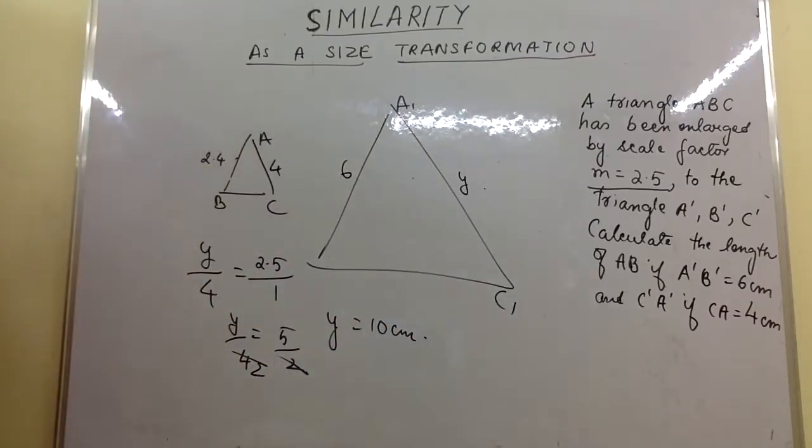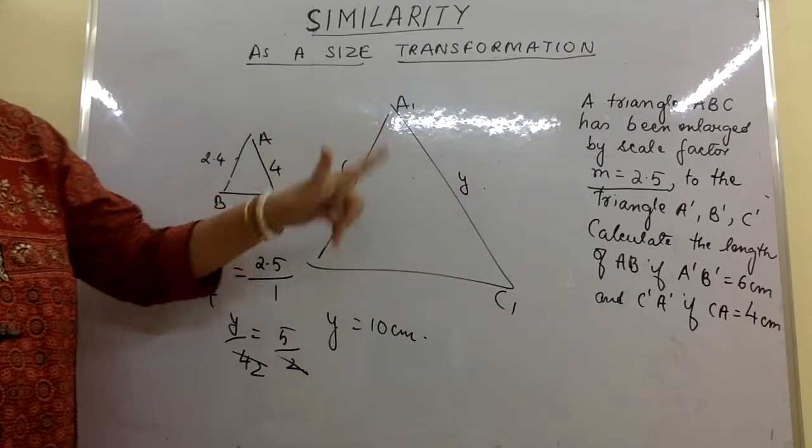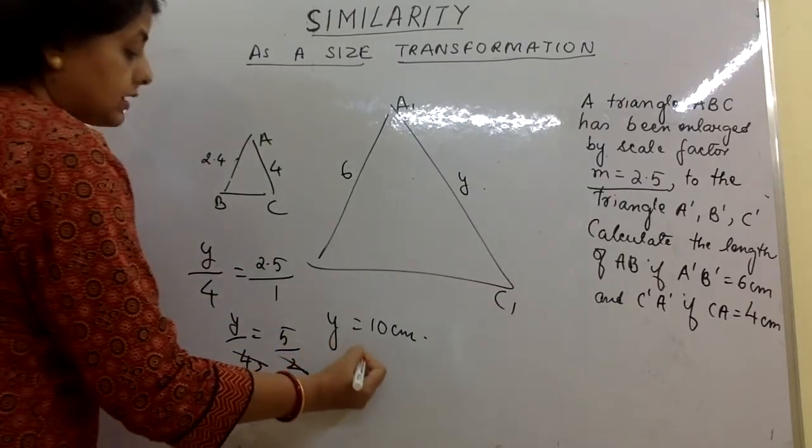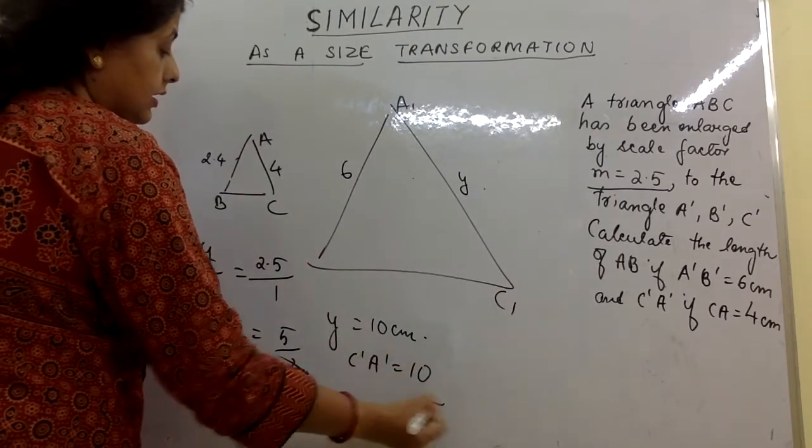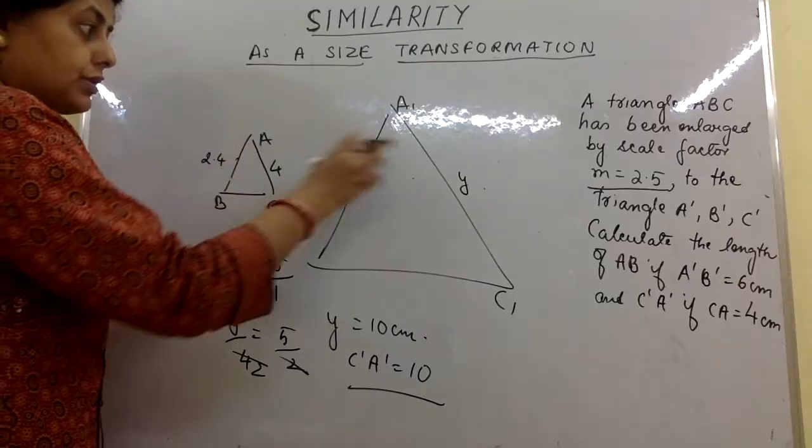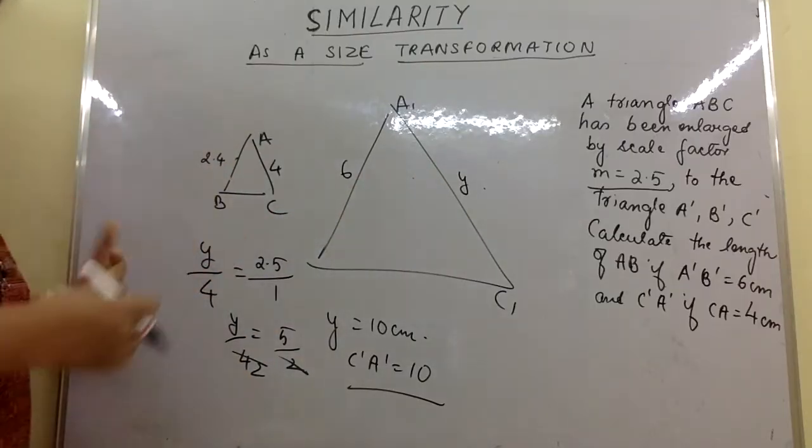Means that the bigger triangle's C dash A dash is 10. So clearly note that this was 4, that became 10. So naturally there is an enlargement.